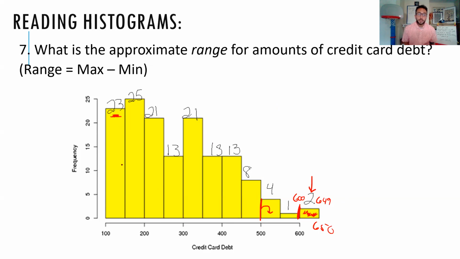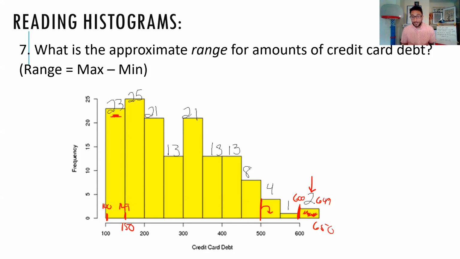On the lower end of the spectrum, these 23 values, same thing. We know there's 23 data values that fall between $100 and $150, right? There's 23 students that have between $100 and $150 of debt, but we have no idea what each of those 23 debt amounts were, right? All 23 of them could be 100. Right? All 23 could be exactly $100. Or all 23 could be not 150, because if it was 150, it would go in the bin to the right. It could be 149.